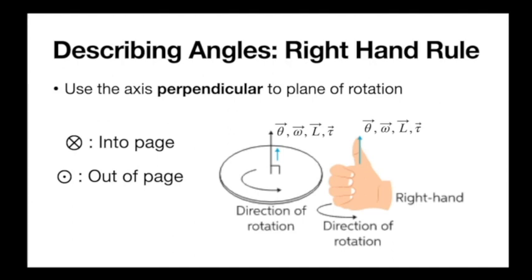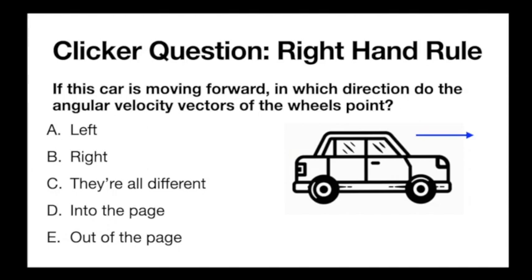Okay, so let's just do a quick check of it. Use your right-hand rule here. Cars moving in the direction marked this way. Which direction do the angular velocity vectors of the wheels point?